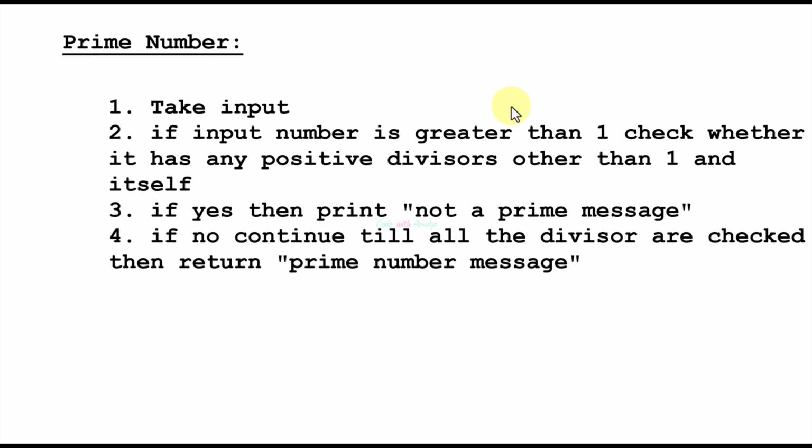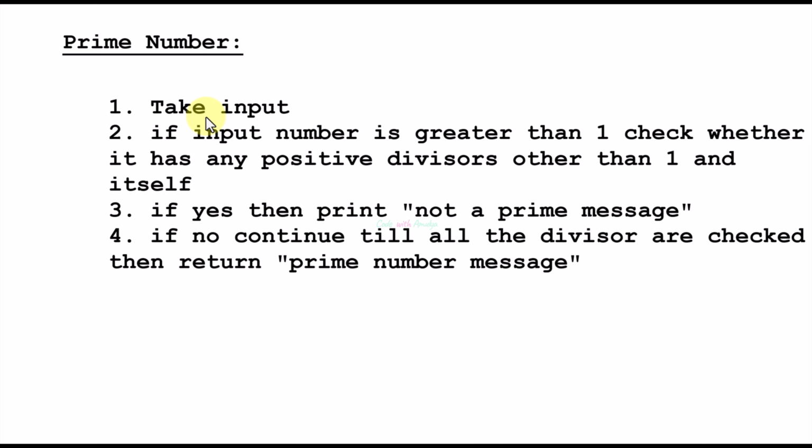Today let's write a Python program to check whether the given number is a prime number or not. This video is the continuation of the previous video. In the previous tutorial we talked about prime numbers and how to check whether a given number is a prime number or not. Today we are writing a Python program to implement that.